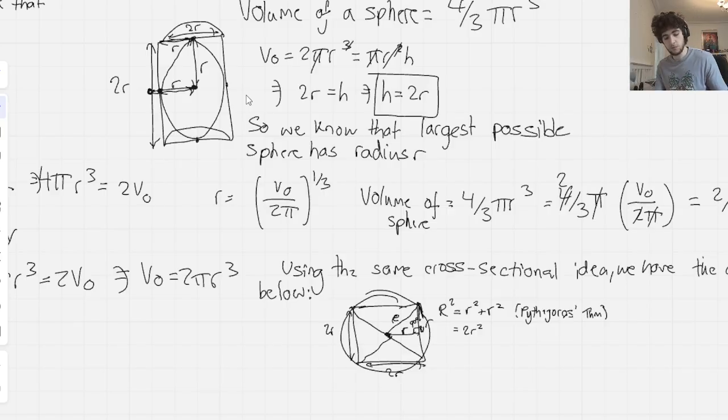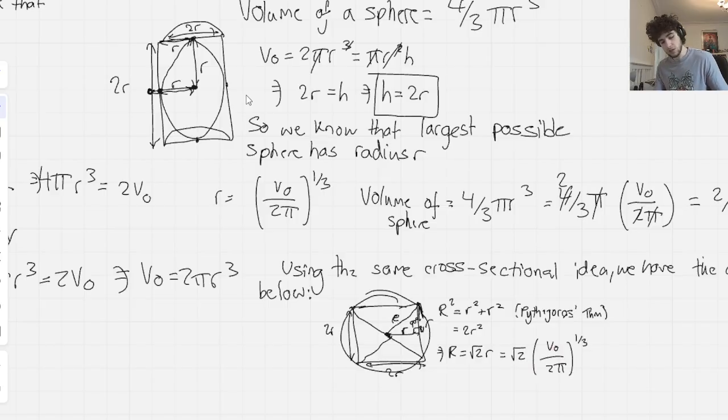And so when we square root both sides, we get that capital R is equal to the square root of 2 times the lowercase r. So the radius of our minimal sphere, which can enclose the biscuit tin within it, has to be the square root of 2 times the radius of the circular faces on our cylinder, right? And from here, we already know the value of r. It's just v naught divided by 2 pi, to the power of a third.